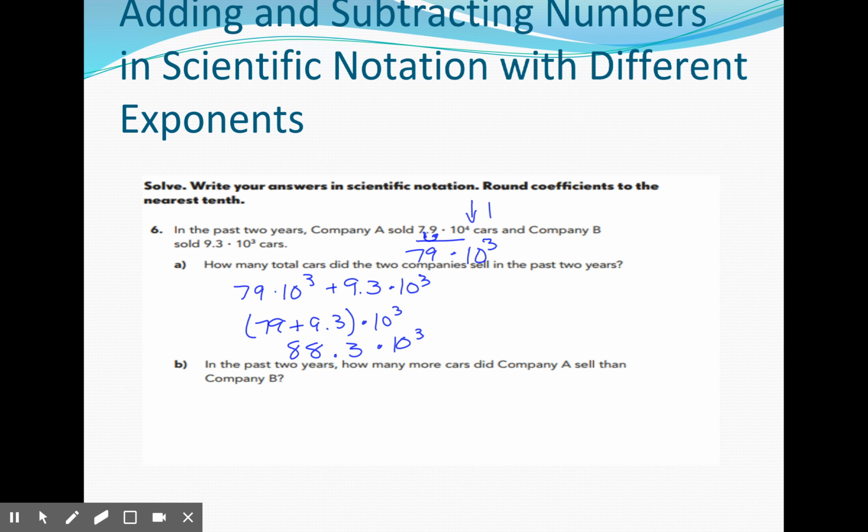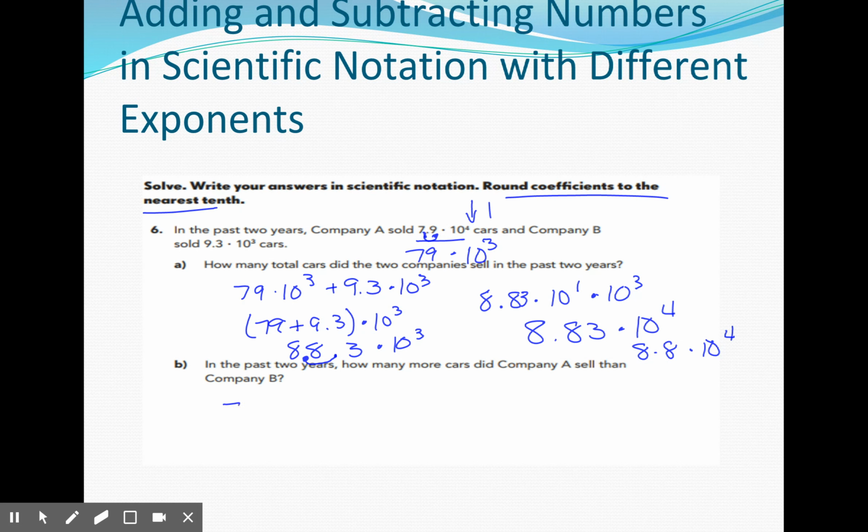I can't leave that here, so I'm moving my decimal one place to the left. So now I have 8.83 times 10 to the 1 from moving that decimal, on that original third. My product of powers property would make it 8.83 times 10 to the fourth. And I just noticed here in my instruction, it says round coefficients to the nearest tenth. So I would make this 8.8 times 10 to the fourth. And then in part B, it says how many more cars did A sell than Company B.